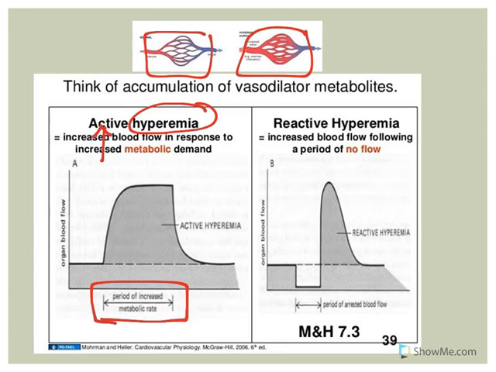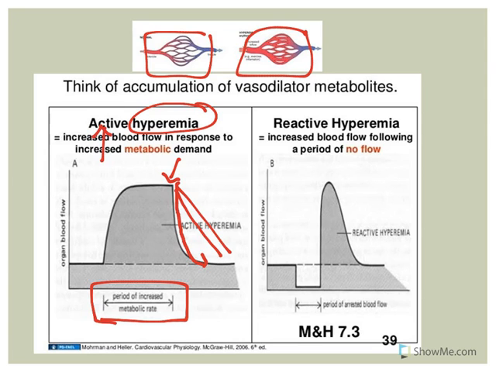You'll notice when the period of increased metabolic rate stops, which you see right here, the blood flow will slowly go back to normal. Now, how fast it does depends on how many metabolic byproducts were produced, because we want to pretty much wash those metabolic byproducts away.